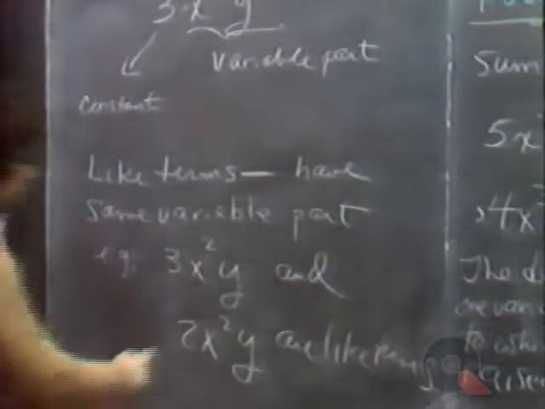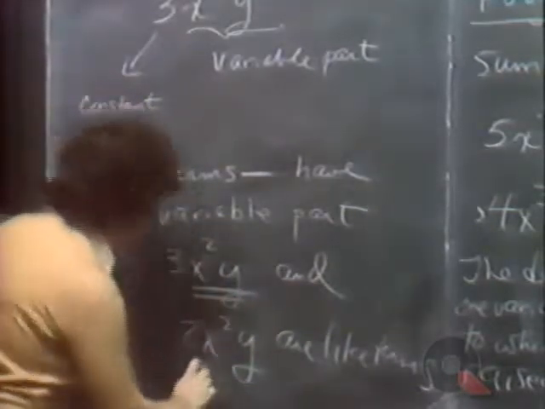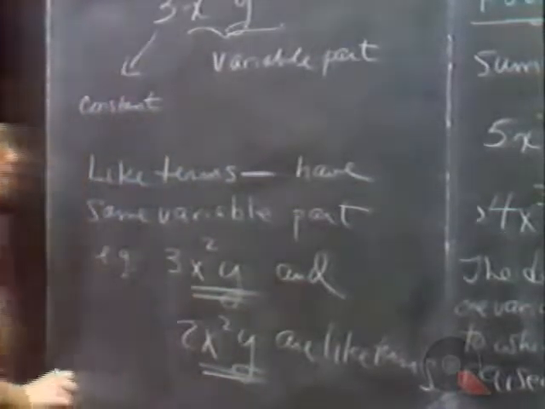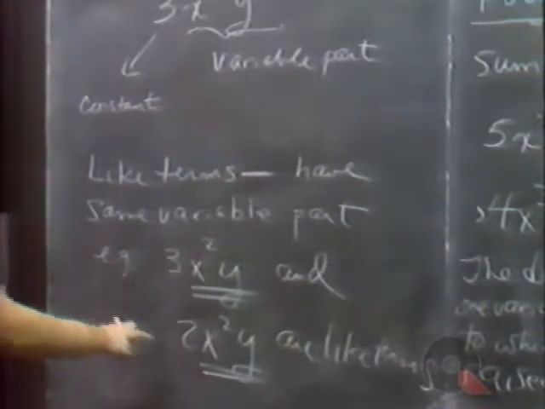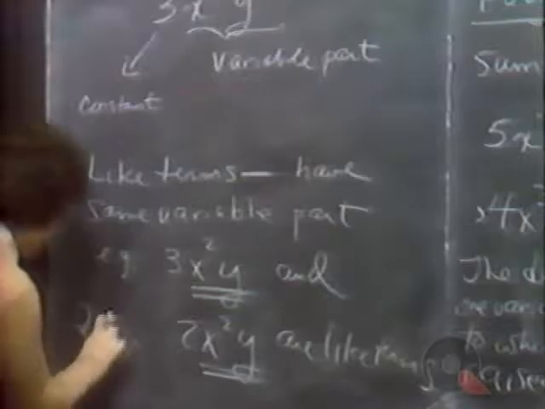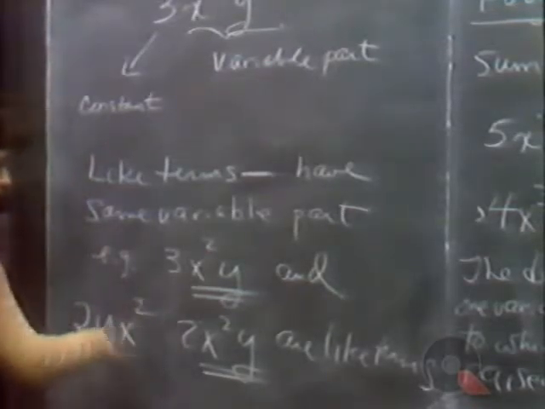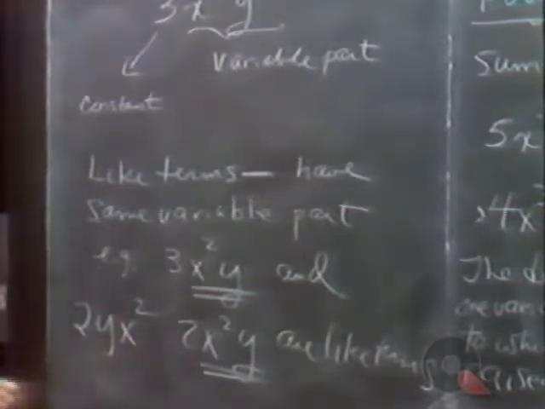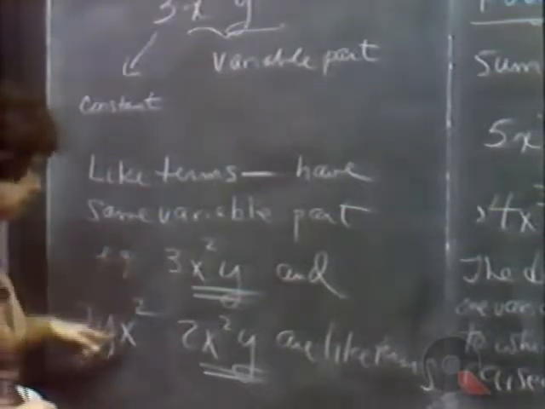Okay, their variable parts are exactly the same, namely x squared y. By the way, if I had written this as, say, 2y x squared, it would be the same as 2x squared y. And these would still be like terms.